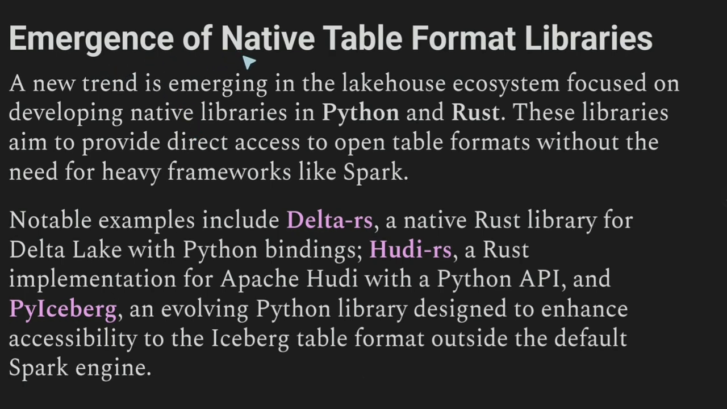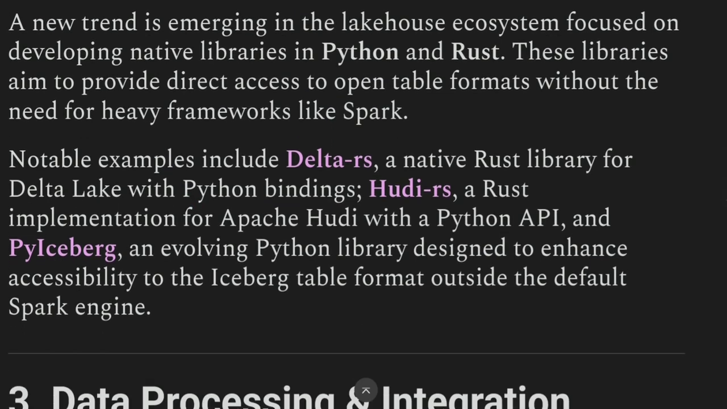Emergence of native table format libraries. A new trend is emerging. The Lakehouse ecosystem is focused on developing native libraries in Python and Rust. These libraries aim to provide direct access to open table formats without the need for heavy frameworks like Spark. Yeah, so by native we mean directly supporting it. So Python and Rust will directly support it without the need for intermediary Spark.